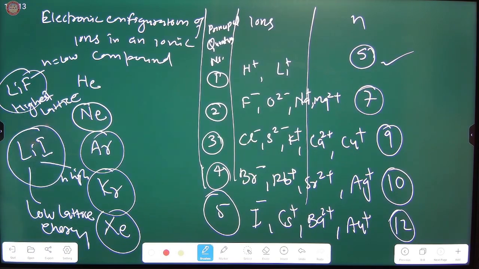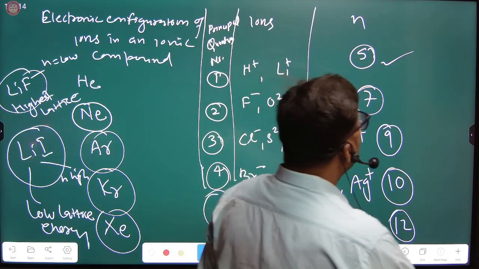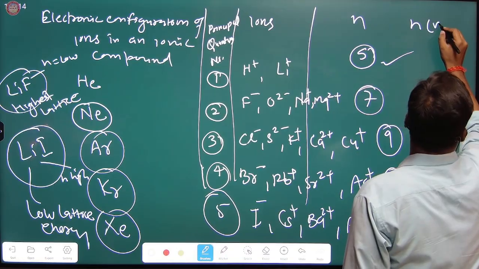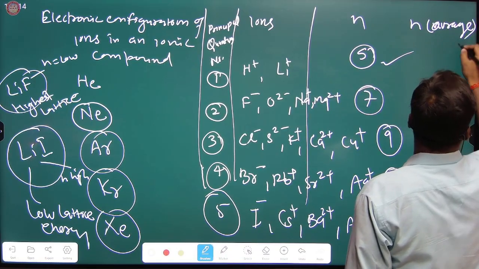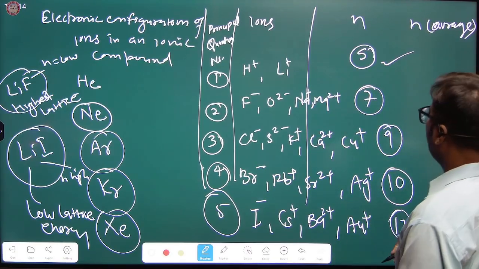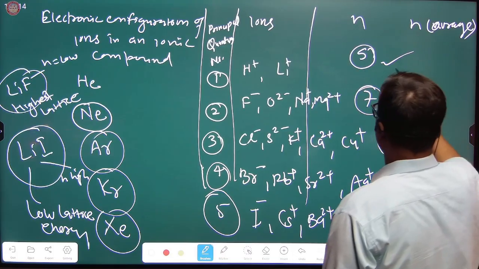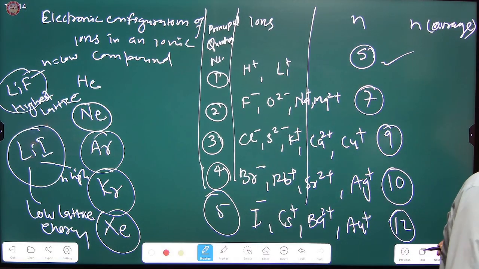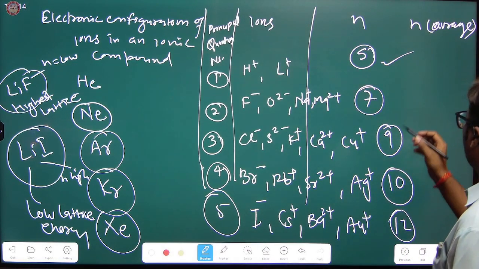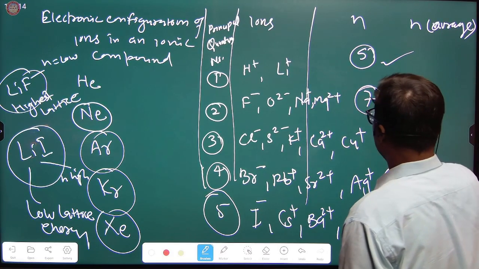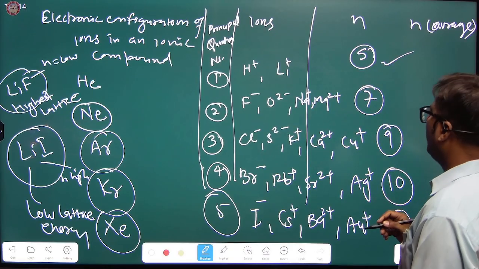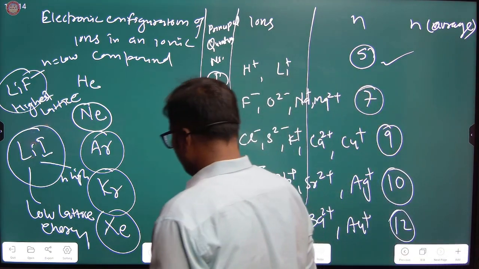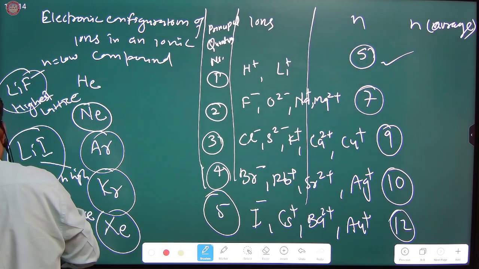So the Born exponent, that is the average value, n average: the Born exponent corresponds to the cation and the Born exponent corresponds to the anion. If you add these two values and divide by 2, then we get the average Born exponent for the compound.